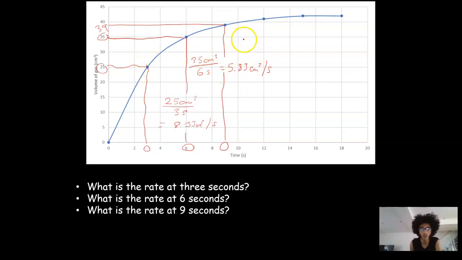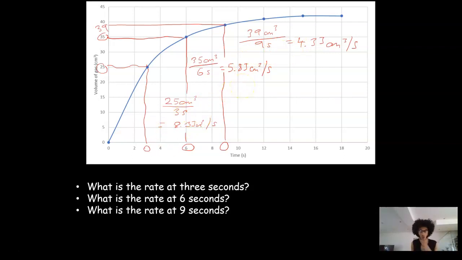And then I employ the equation I've used before. So I do 39 centimetre cubed, and I divide that by 9 seconds, and that gives me, I'll just put it in my calculator very quickly. So it's 39 divided by 9 and that gives me 4.33 centimetre cubed per second. And again, that makes sense. You can see how the rate has gone from 8.33 to 5.83 to 4.33. The rate is going down, which is telling me that as the reaction proceeds, it's getting slower. It's exactly what I would expect.